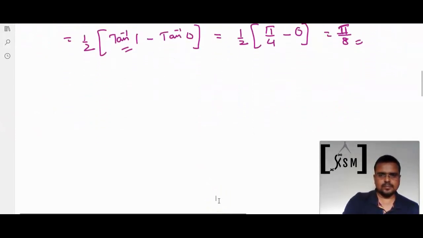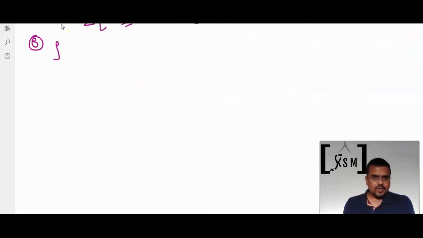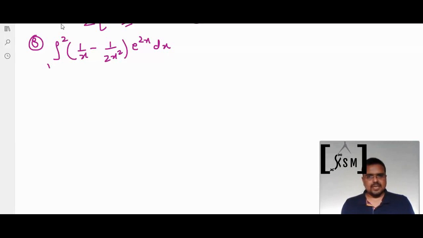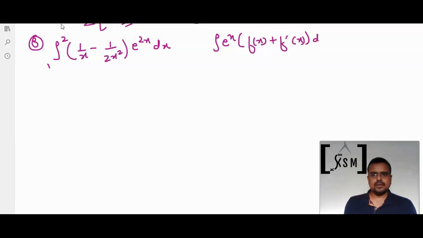Have a look at question number 8. Integral of 2x square e to the power 2x dx, and limit is from 1 to 2. Just by looking at the question, I'm sure you must have realized that it is of the form e to the power x times f of x plus f dash of x, right? And the formula is e to the power x f of x. But before we apply that, guys, please understand this is not x, this is 2x here, right? So we'll convert this, I will suppose 2x as u.